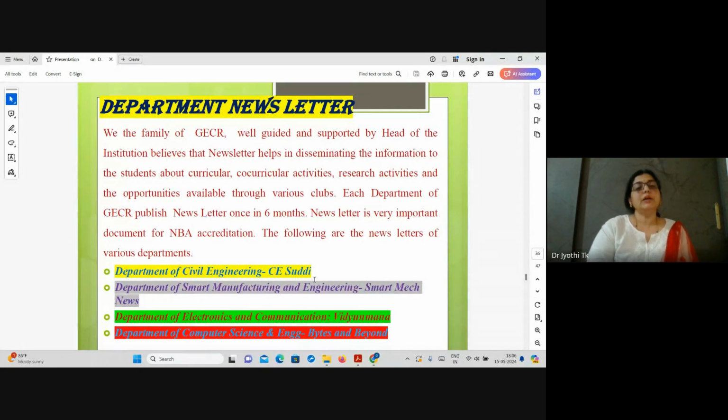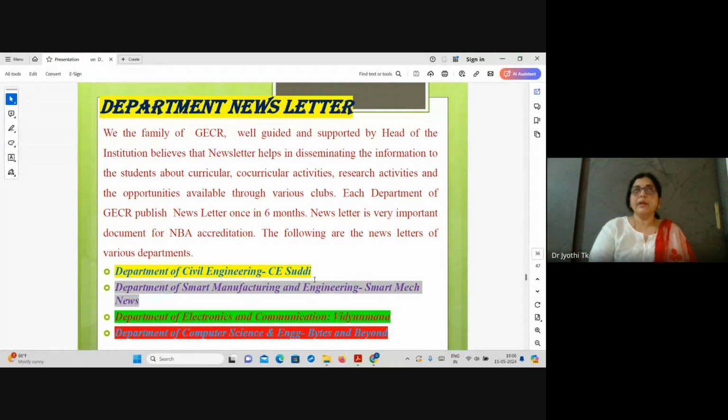In addition to that, whatever we do, it is very important to document it, and it is very important for NBA accreditation also. So at all the 4 departments, we have a department newsletter that we publish once in 6 months, covering information regarding curricular, co-curricular, research activities and opportunities available for the students through various clubs. Each department of GECR publishes newsletters at least once in 6 months.